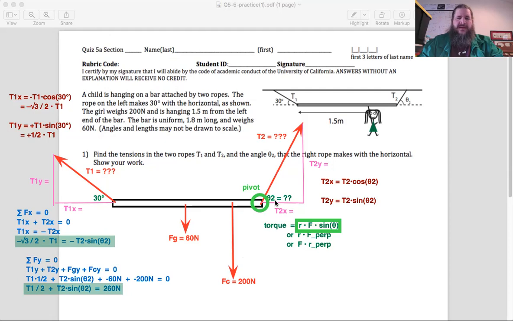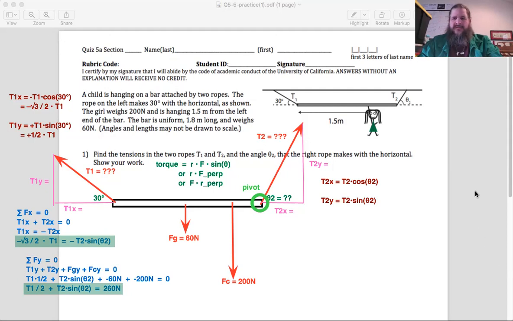In this case, it would be nice if we didn't have to worry about T2, because T2 has a lot of unknowns. We don't know the magnitude, we don't know the angle. If we put our pivot point at that location, the only unknown we have to worry about is T1. So let's use that, using the right side of the bar as our pivot point. We can now write out a torque equation relative to that pivot point. So let's try that.